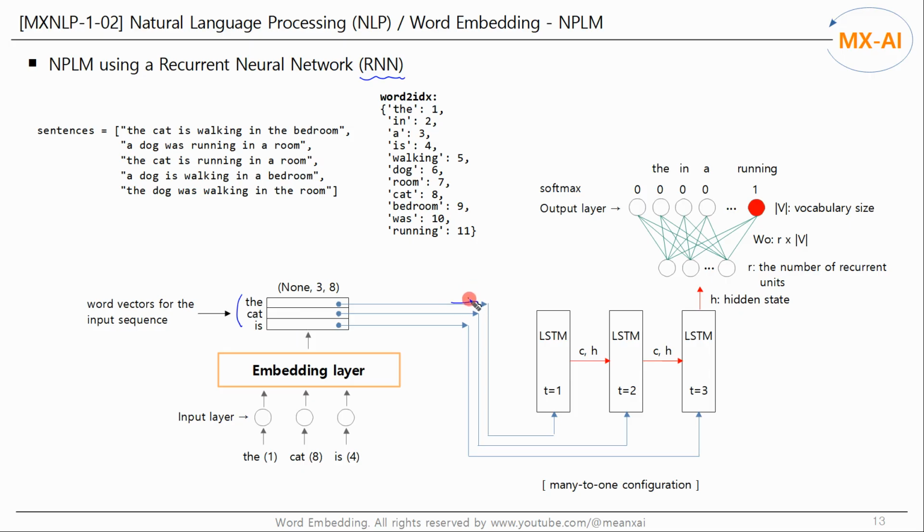Each word vector is input into each time step of the recurrent neural network. Since a word sequence is a kind of time series, it is very reasonable to use recurrent neural networks to learn long-term or short-term dependencies. This figure shows a recurrent neural network with a many-to-one structure. The many-to-one configuration takes a sequence of inputs and produces a single output.